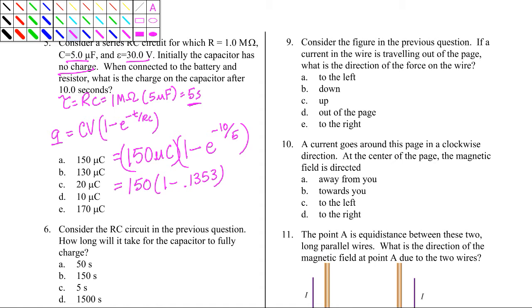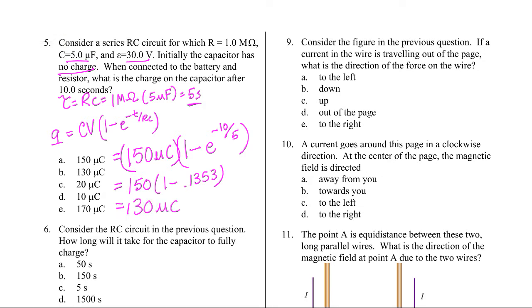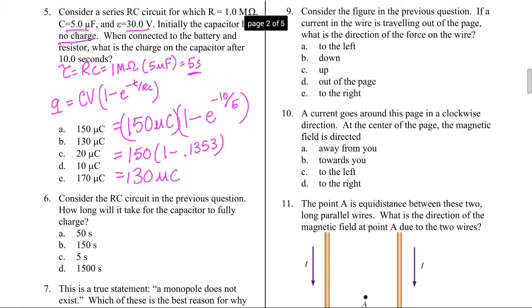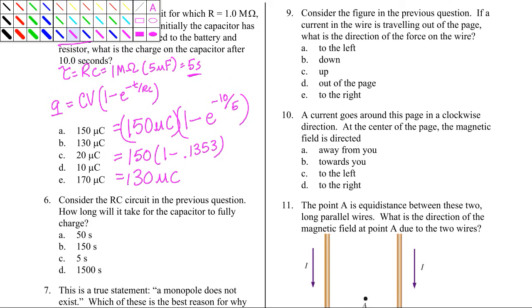I get 130 microcoulombs. Consider the RC circuit. In the previous question, how long will it take the capacitor to fully charge? Well, I know our time constant is 5 seconds, so it's going to take 10 times that amount of time, because the time to fully charge is 10 tau.